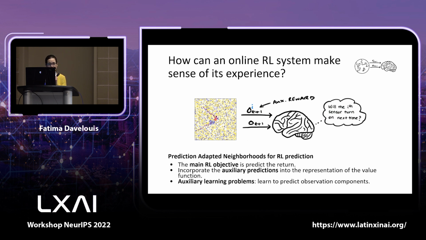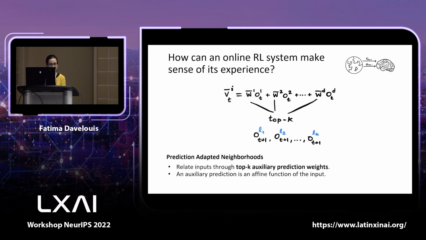So in order to approximate the value function, we incorporate these general value functions into our approximation architecture. Each general value function will predict an observation component. So this is the same as the agent asking, like, will the eye sensor turn on next time? And how far can I predict that into the future?